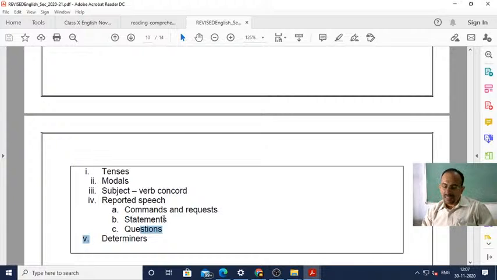The only exception is that the board exam is an 80 mark paper, therefore there will be 10 mark multiple choice questions, but the topics will be from tenses, modals, subject verb agreement, reported speech and determiners.